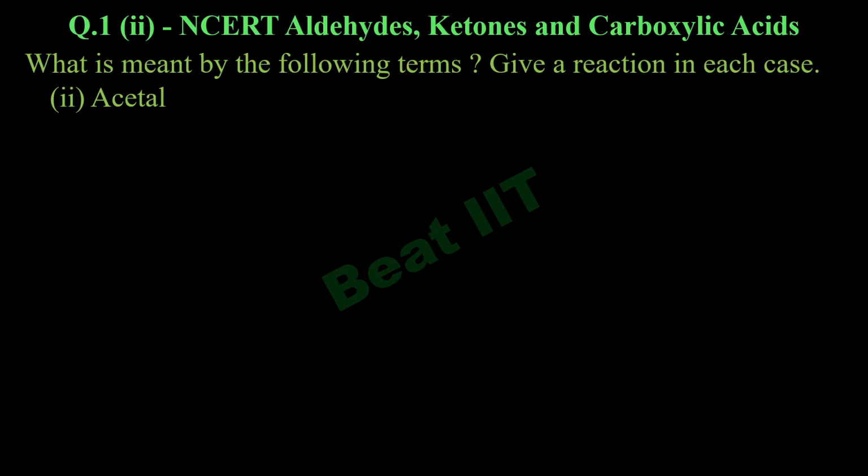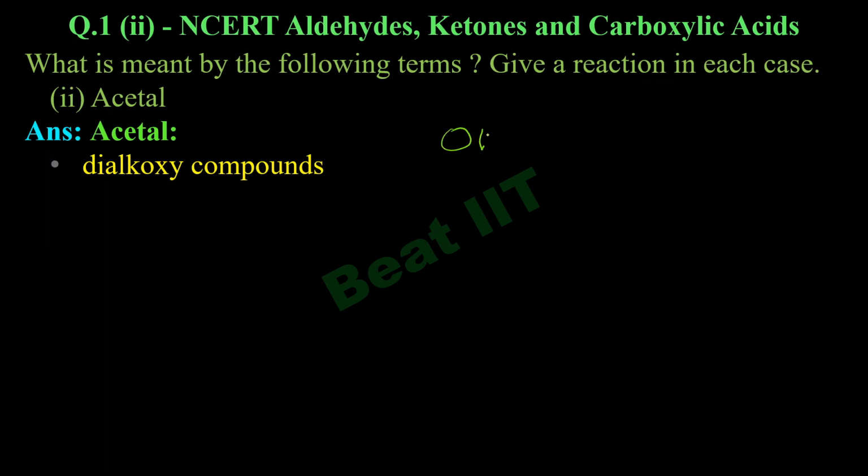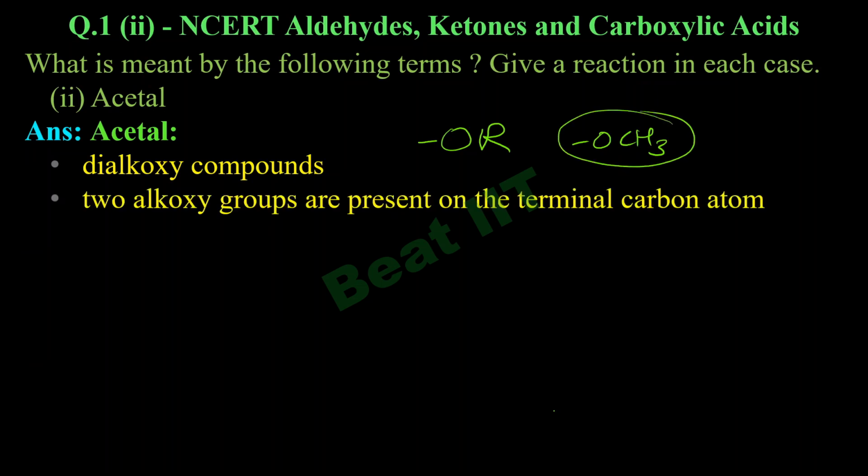What is meant by the following term, that is acetal here? Acetals are dialkoxy compounds. Alkoxy compounds are OR. So there will be something like this, for example, OCH3. This is a single alkoxy compound. If I say single, it will be OCH3.